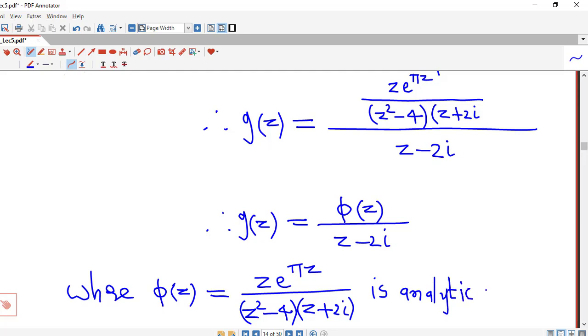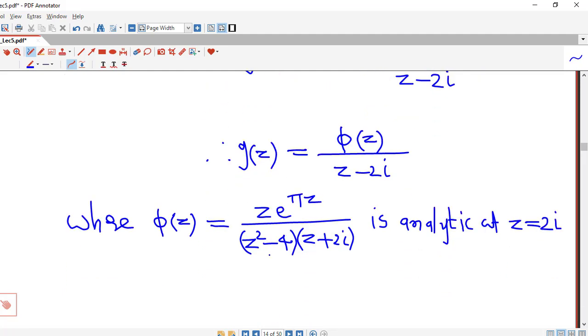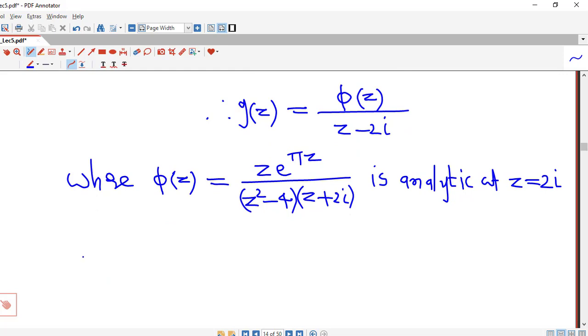This is analytic at z equal to 2i, because we know that phi of z will not be analytic at those points at which denominator becomes 0. So denominator becomes 0 if z equal to 2, minus 2 and minus 2i. At z equal to 2i, denominator will be non-zero. So phi of z is analytic at z equal to 2i, and we have to check what is value of phi at z equal to 2i.